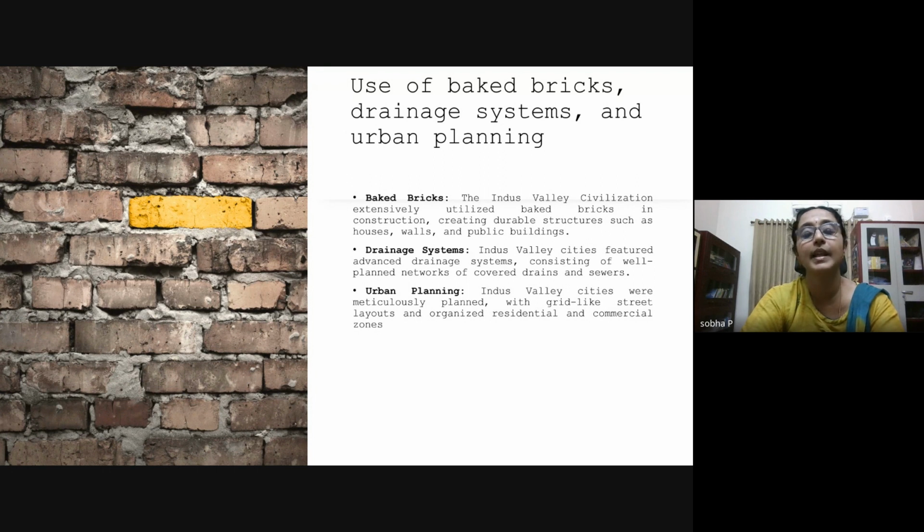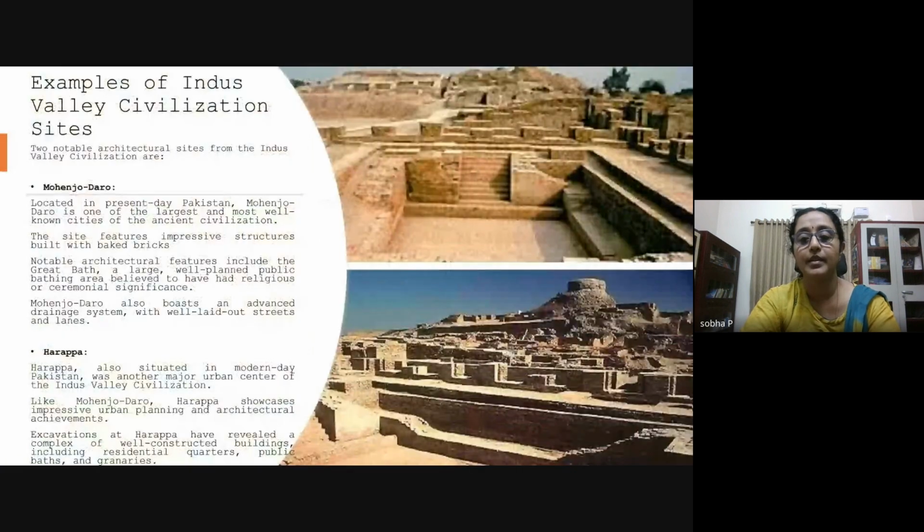It was meticulously planned with grid-like street layouts and residential and commercial zones. Each area was zoned in order to have a proper planning of the streets. Then, examples of Indus Valley civilization.